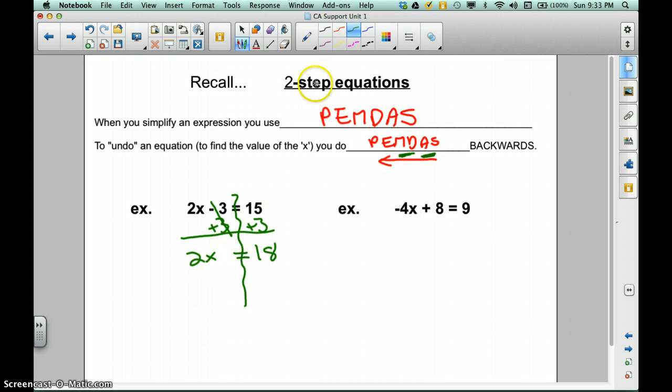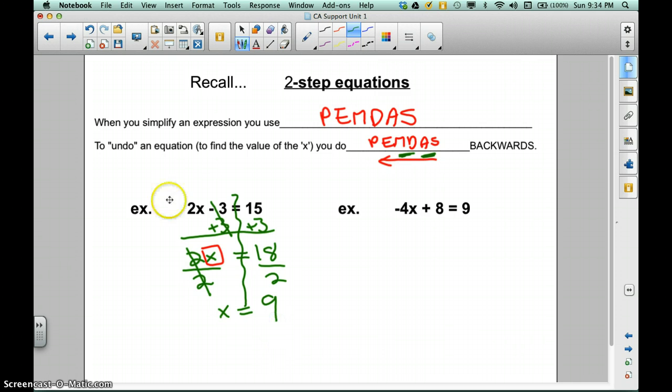And now what's happening to the x? Keep your eye on the ball here. We want x by itself. To get it by itself, it's being multiplied by 2. The opposite is dividing by 2. And what we do to one side, we do to the other. 2 over 2 is 1x, or just x, equals 9.